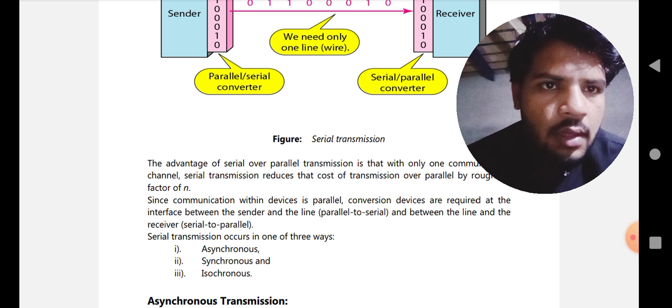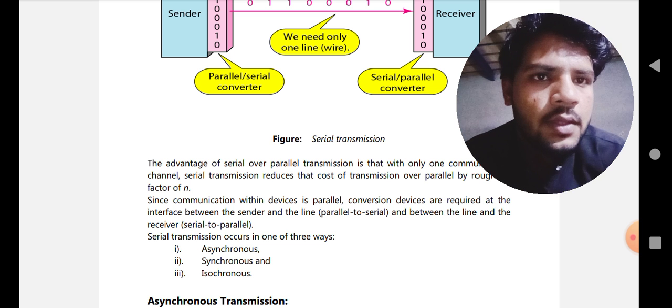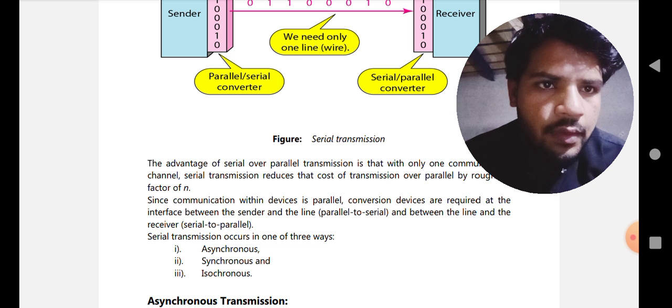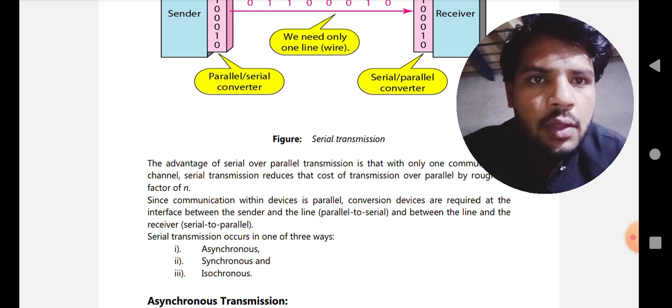So serial transmission occurs in one of three ways: asynchronous, synchronous, or isochronous. Those are the types of serial transmission, along with the advantages and disadvantages of parallel transmission. In the next video we will discuss the three ways of serial transmission, which are shown in the video and slide. I will provide these handouts in the video description also, so don't worry about that.